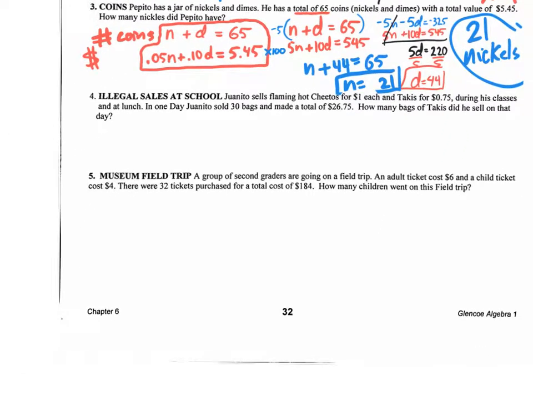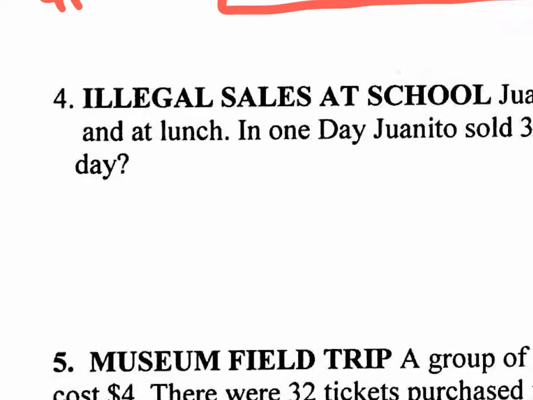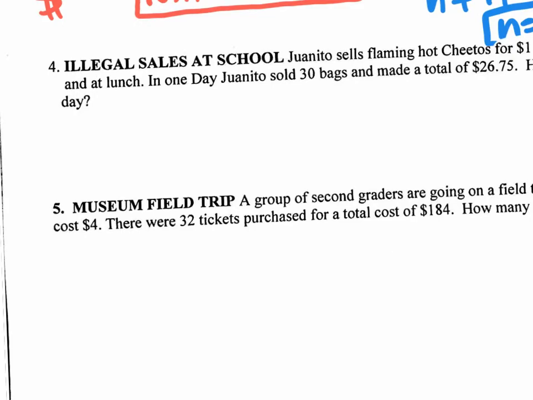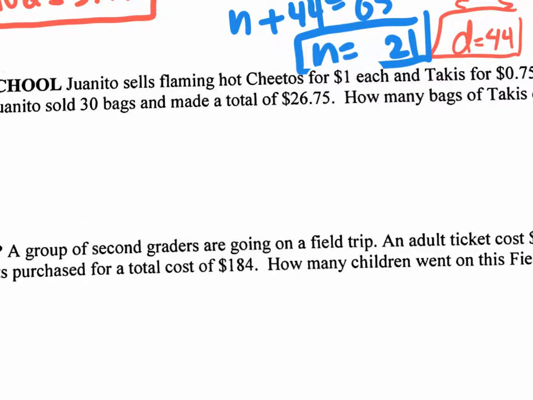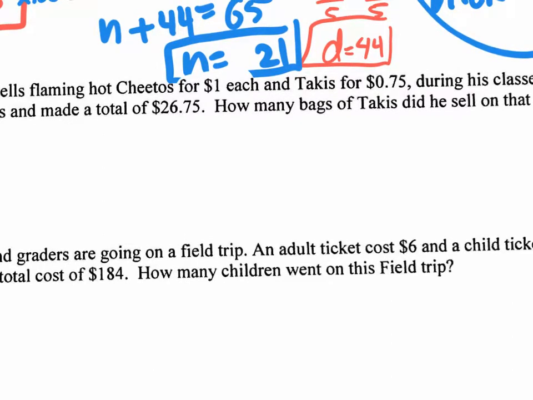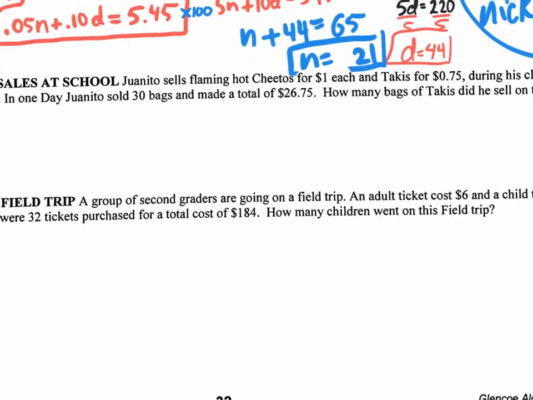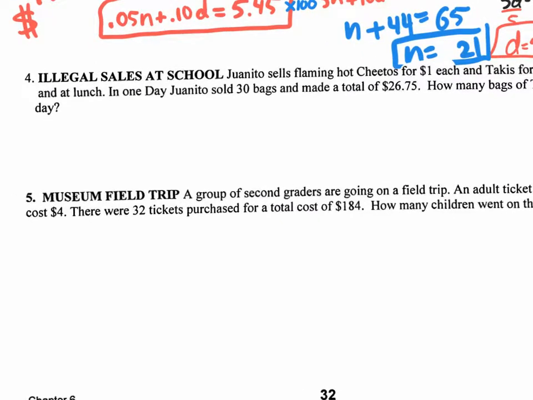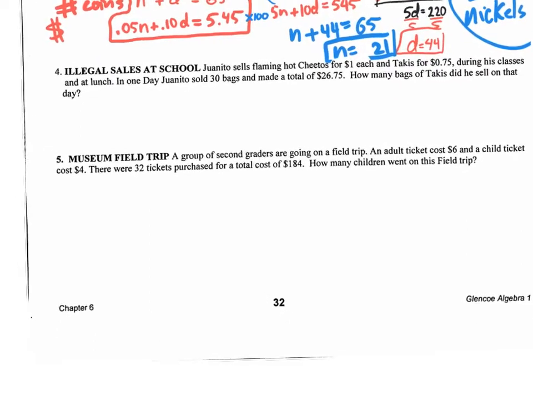All right, number 4. Illegal sales at school. Juanito sells Flaming Hot Cheetos for $1 and Takis for 75 cents during his classes and at lunchtime all day at school. In one day, Juanito sold 30 bags and made a total of $26.75. So how many bags of Takis did he sell on that day?